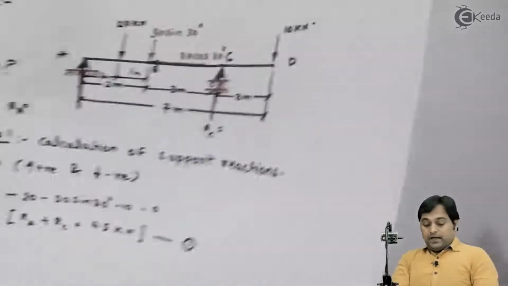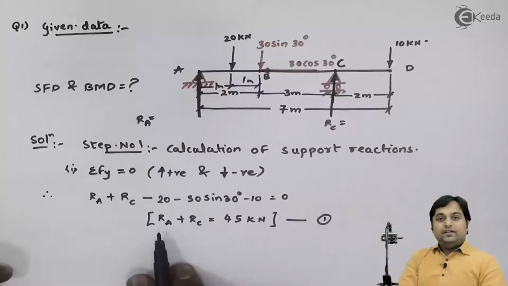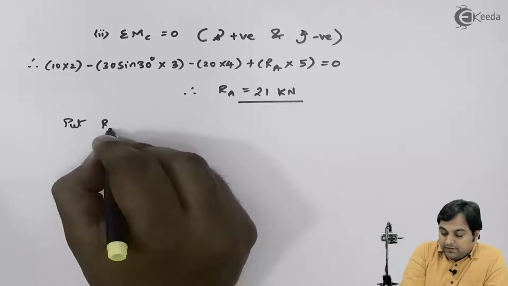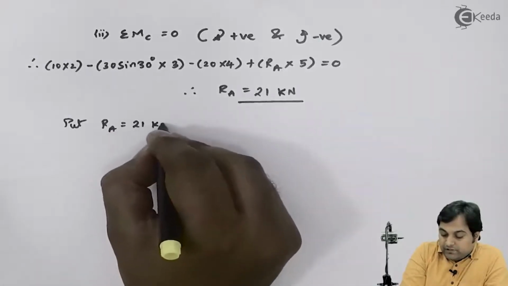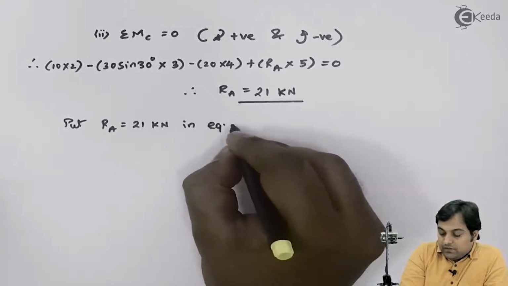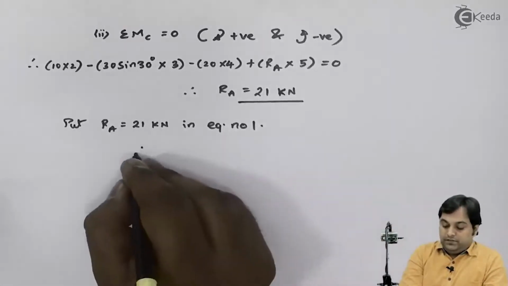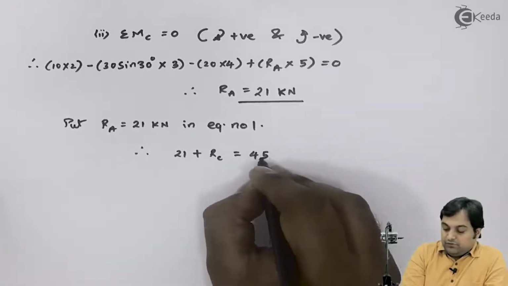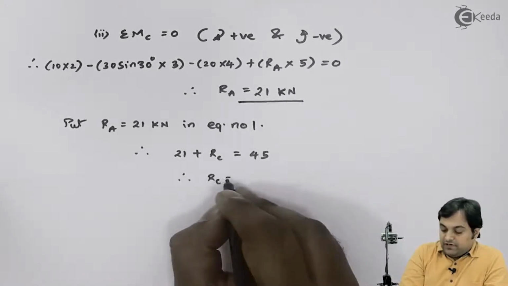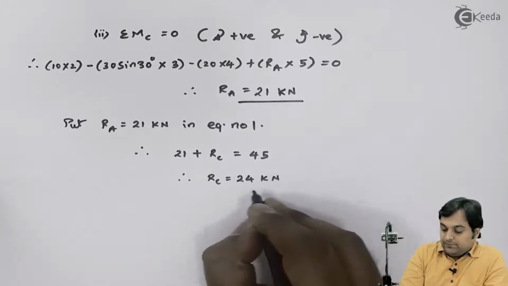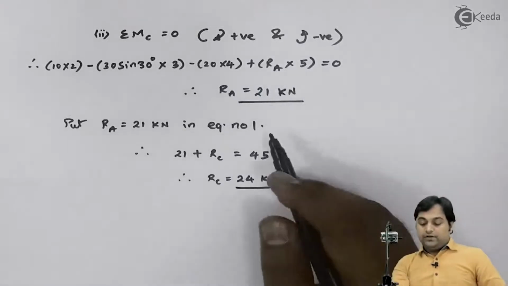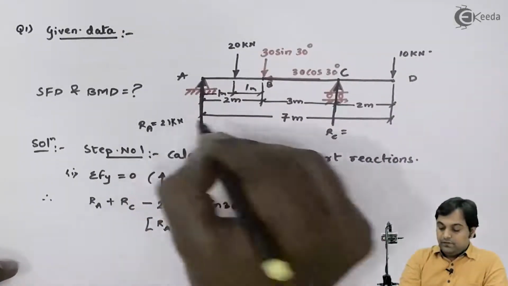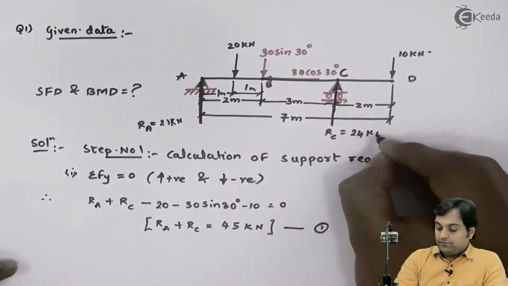Then I will put RA equal to 21 kilonewton in equation number 1. Therefore, I have 21 plus RC is equal to 45 and hence my answer of RC will be 24 kilonewton. So now the first step is over. I have calculated reaction at A, 21 kilonewton. Reaction at C, 24 kilonewton.